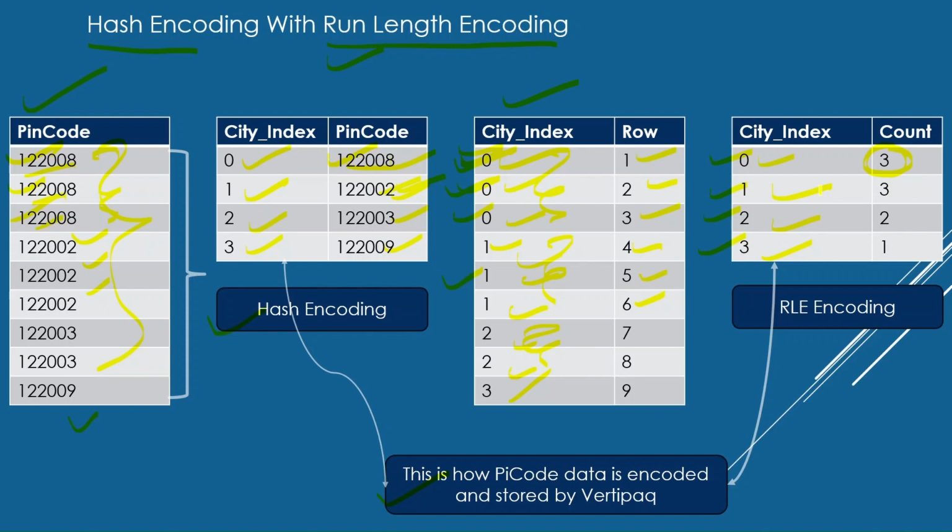So whenever Power BI applies hash encoding with run length encoding in one go, the amount of data reduces drastically and your DAX query will run very fast.